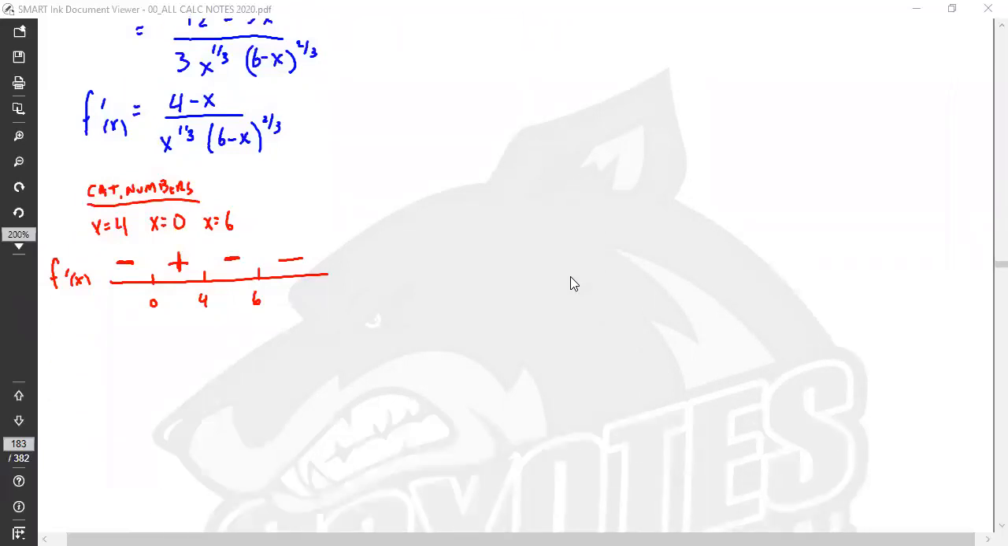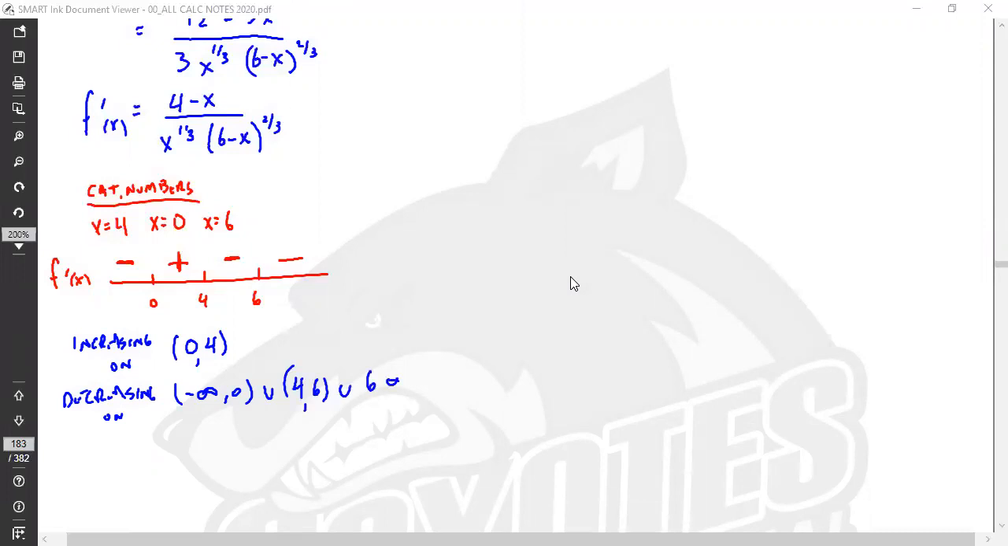So increasing on 0, 4, decreasing on -infinity to 0, union 4 to 6, union 6 to infinity. There's some discussion about whether we can just go 4 to infinity, of whether it ends up still being decreasing or not.